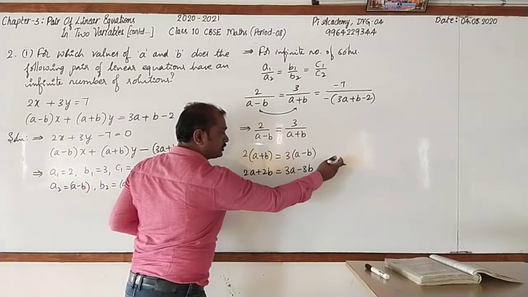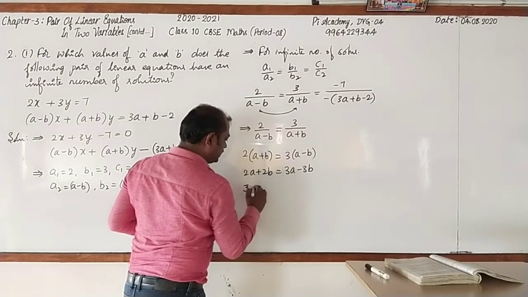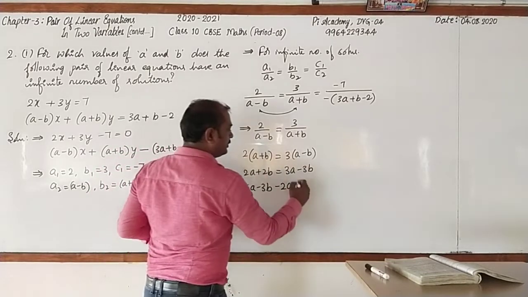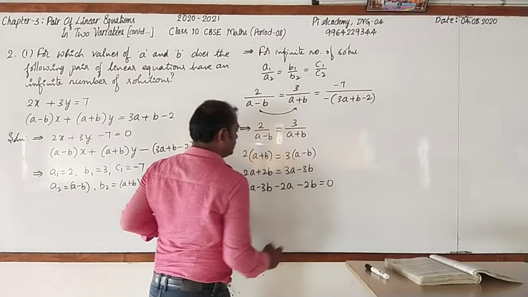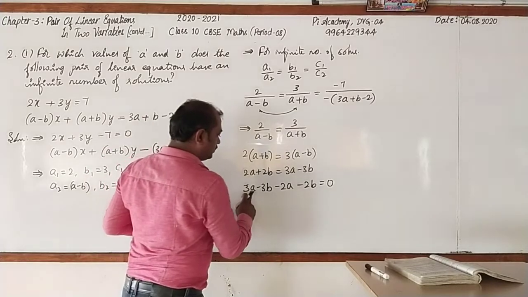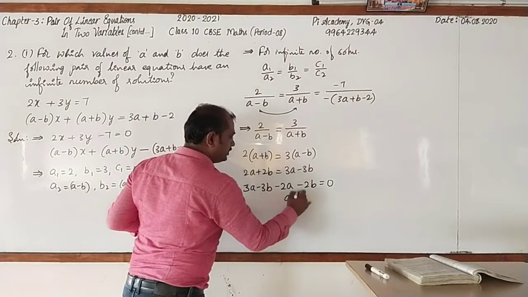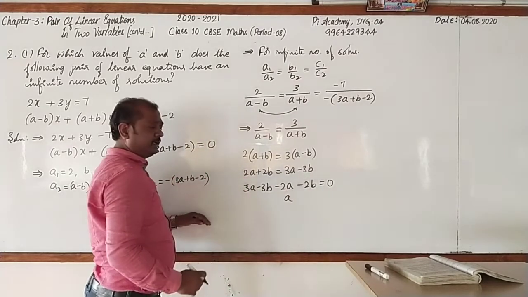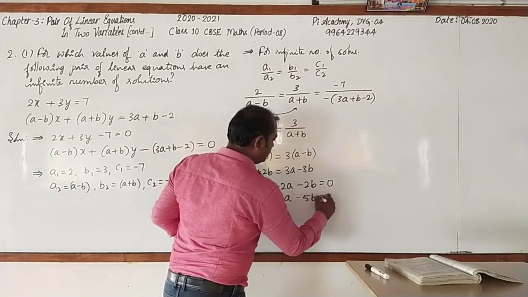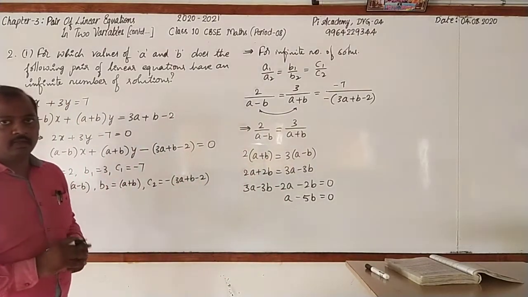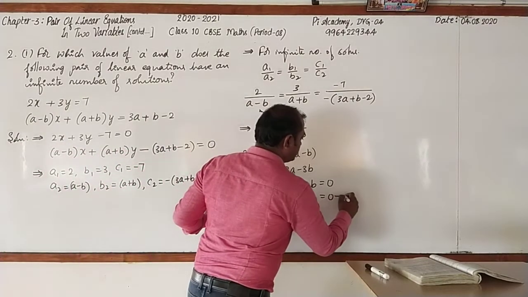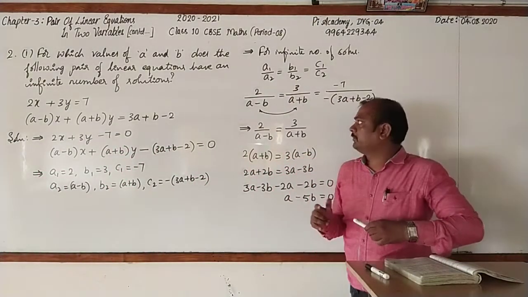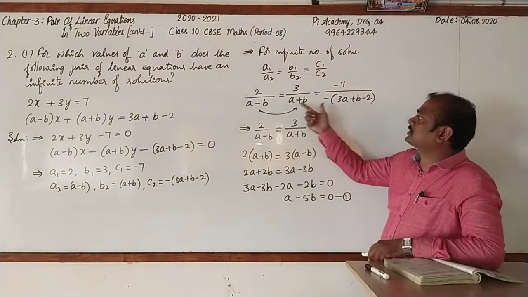Transfer all these terms to the right hand side. 3a minus 3b as it is. 2a becomes minus 2a. 2b becomes minus 2b. It's equal to 0. Then what is 3a minus 2a? It is a. Minus 3b minus 2b. It is minus 5b equal to 0. Clear? We have got one equation, I call it as 1.